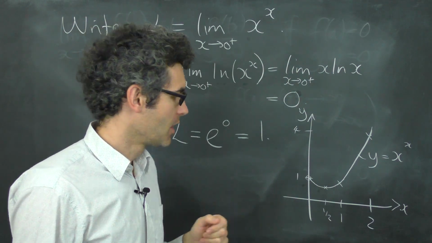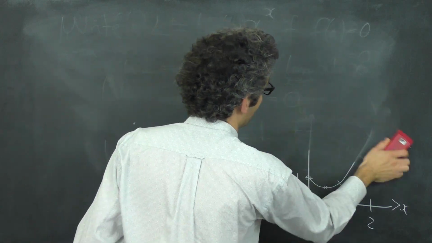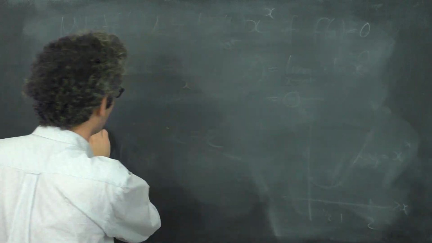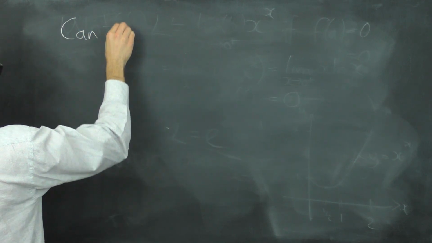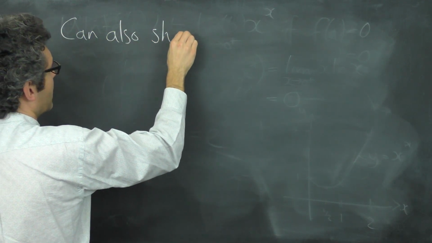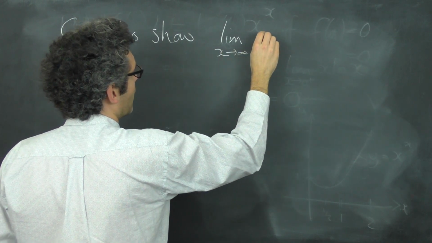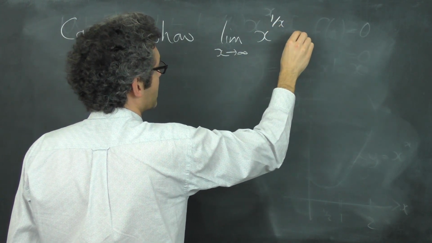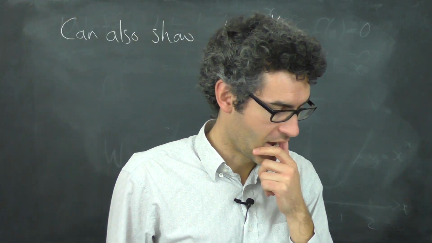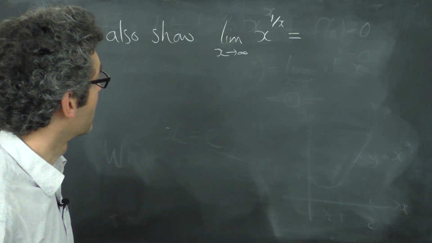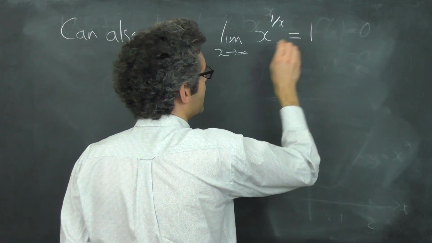Right, so this same technique can be used in other cases. So you can also show things like, if you have the limit as x tends to infinity of x to the 1 over x. Again, you can do this trick of taking logs and then calculating that limit. And in fact, what you get here is again 1.